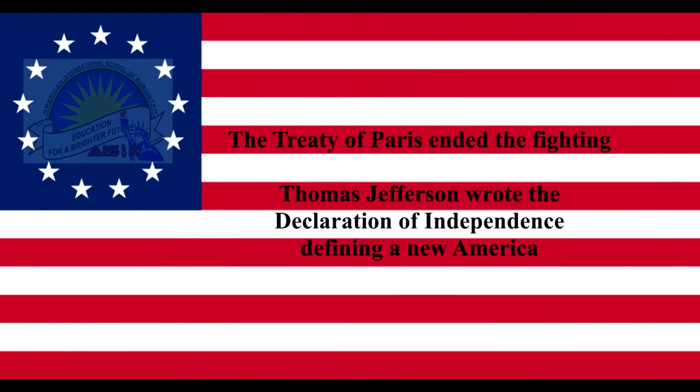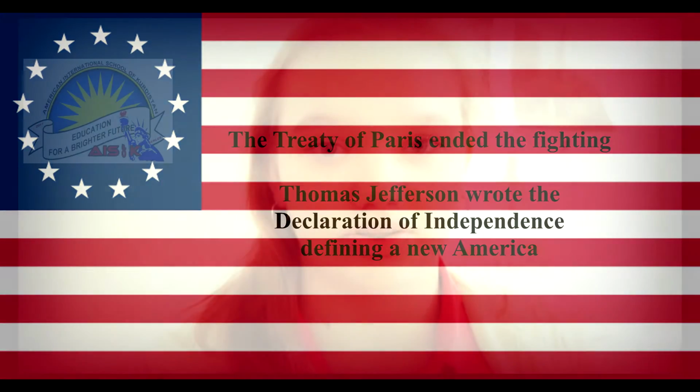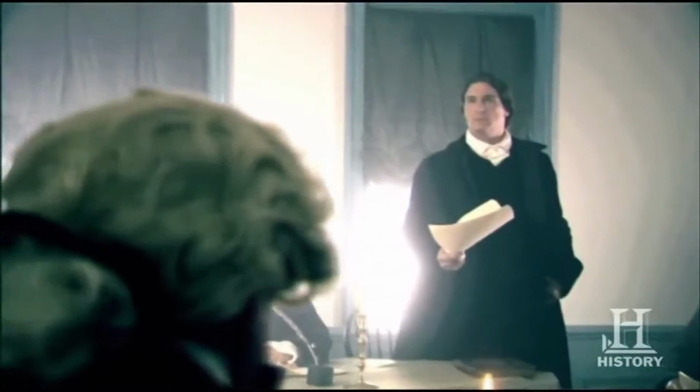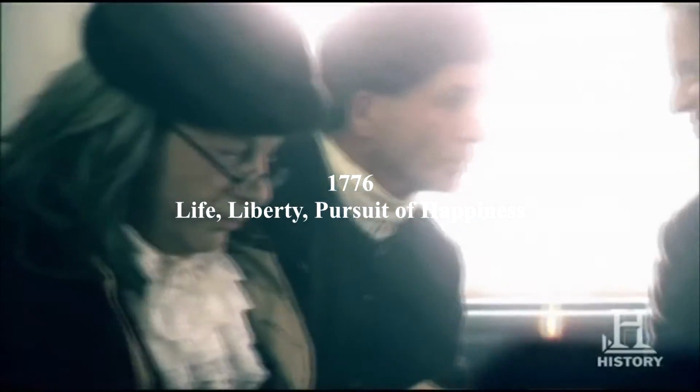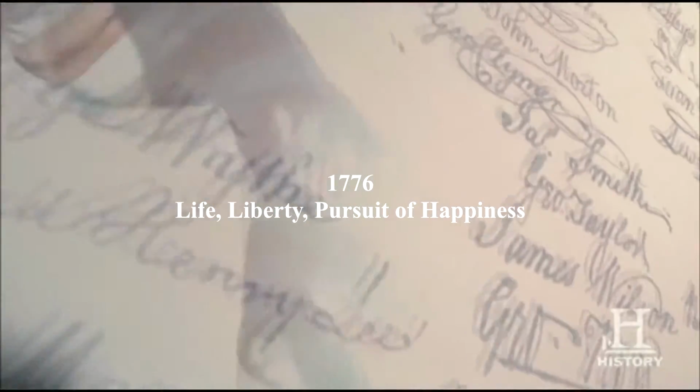After the American Revolution, the author Thomas Jefferson wrote the Declaration of Independence. The 3 main points are: 1, all men are created equal; 2, the people have the right to overthrow the government if it is wrong; 3, the natural rights, which are life, liberty, and the pursuit of happiness.